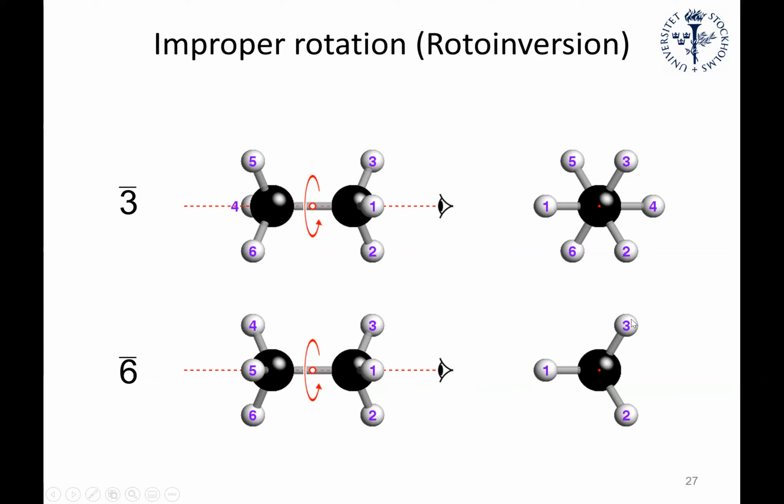So from 4, if you rotate it 120 degrees, 60 degrees. Sorry, I keep saying incorrect things. If you rotate it 60 degrees and then you invert it, then you end up on hydrogen number 2. So you can repeat this 6 times to get all 6 hydrogen atoms in this eclipsed form.